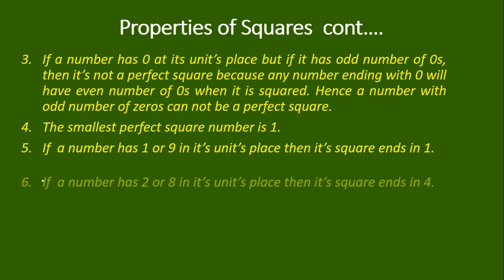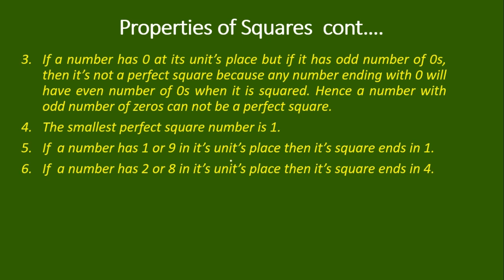Now coming to property number 6. According to property number 6, if a number has 2 or 8 in its units place, then its square ends in 4. Like consider 12. So 12 square is equal to 144. 8 square is equal to 64. 18 square is equal to 324. 2 square is equal to 4.